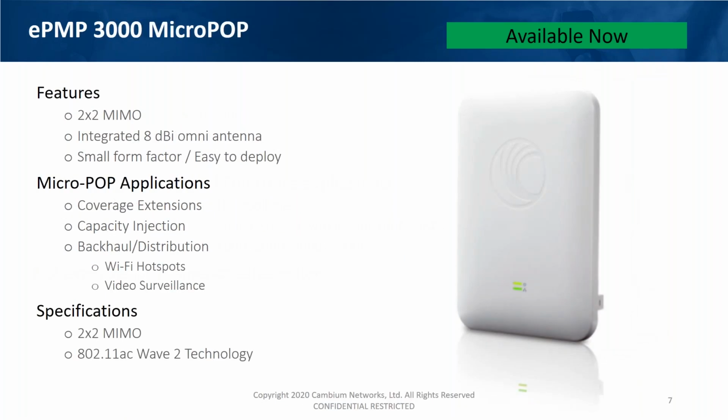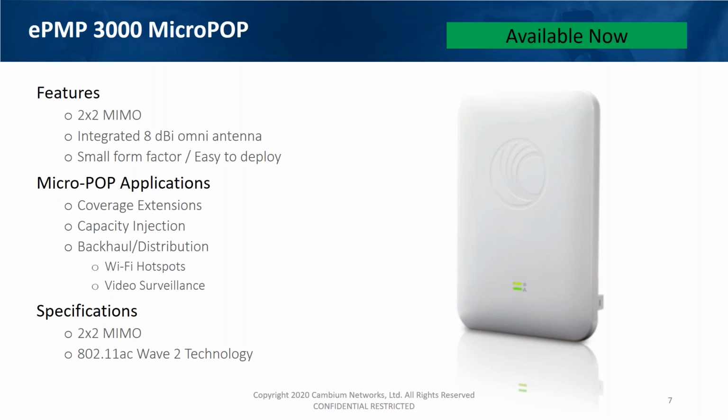The second new product we'll talk about today is the ePMP 3000 MicroPOP. You can see a photo of it here on the slide. This is really focused on extending coverage or injecting capacity for a WISP operator. Those are the primary applications. So I assume I have an ePMP 3000 network with full 4-sector towers, but I have some areas that I just can't quite reach, but I want to extend, say, into a new subdivision or a village that's just outside of the range of my main tower.